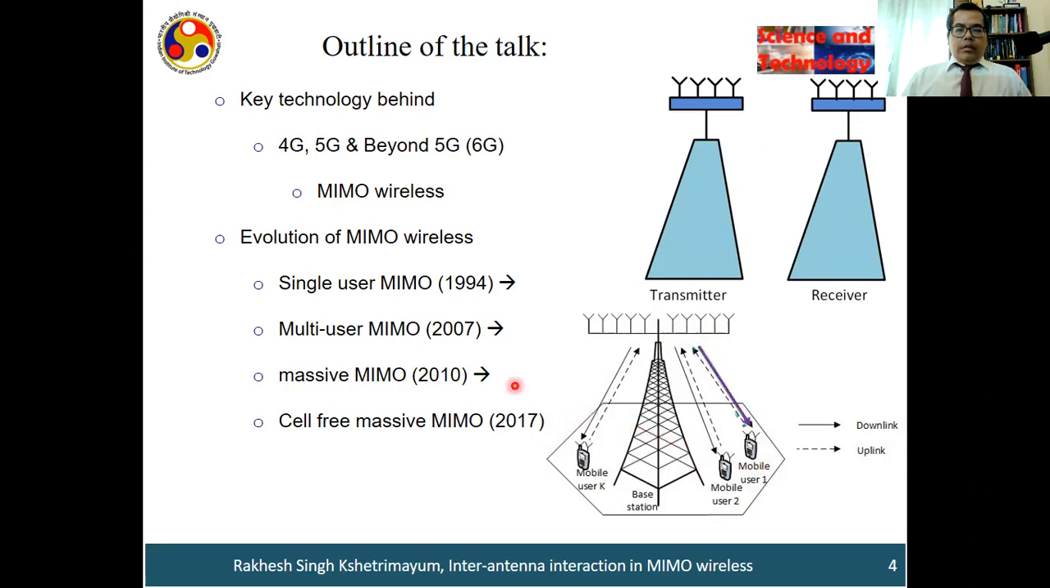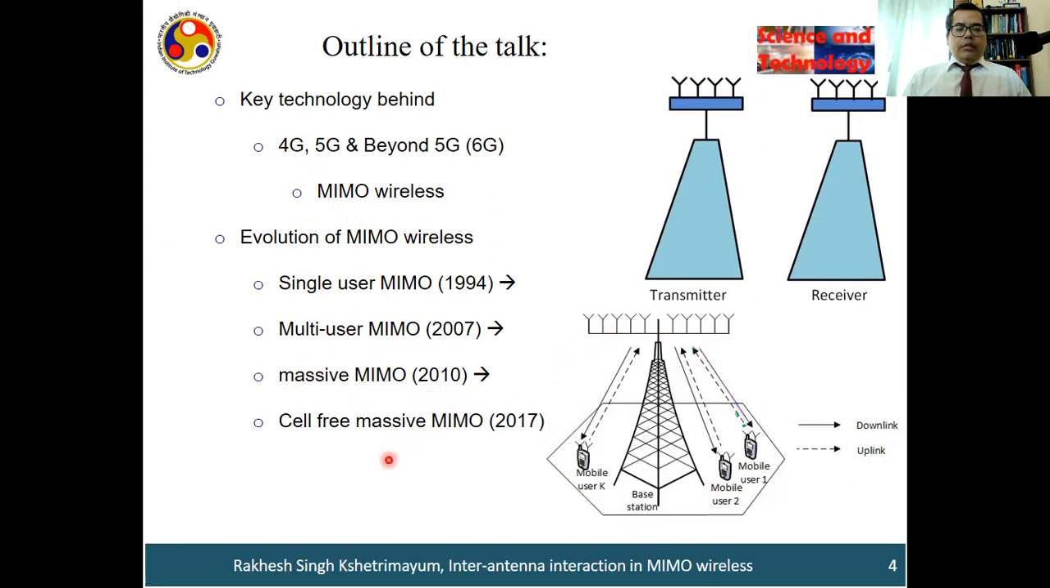The extension of this multi-user MIMO was done somewhere in 2010, and it is called massive MIMO. Massive MIMO means this base station antenna we see here is around 10 antennas, but in massive MIMO, the number of antennas at the base station will be massive. It will be in the order of 100 plus antennas. This technology here, multi-user MIMO, is for the 4G wireless. So 4G wireless uses multi-user MIMO, and 5G uses massive MIMO.